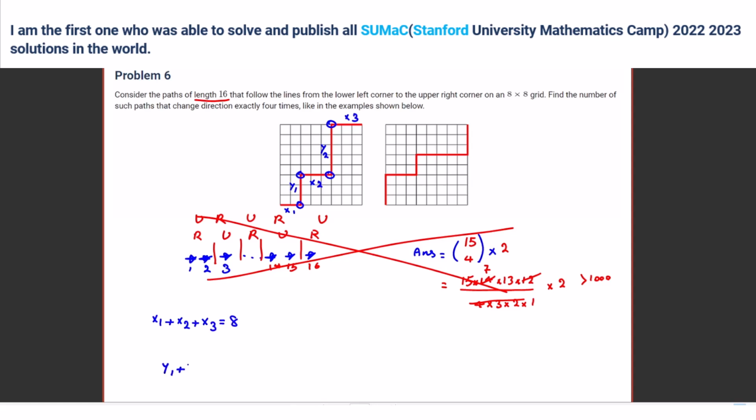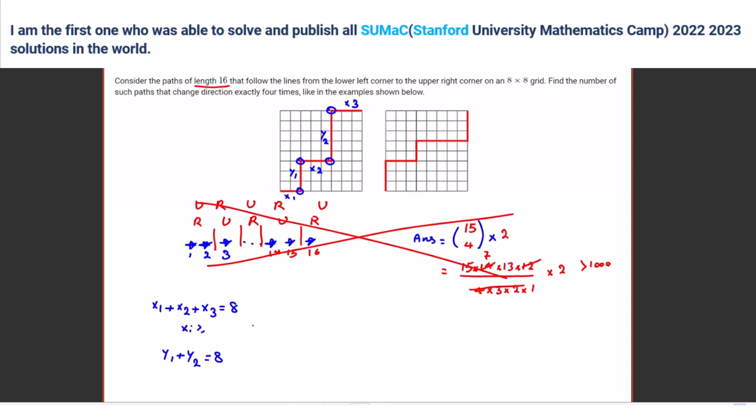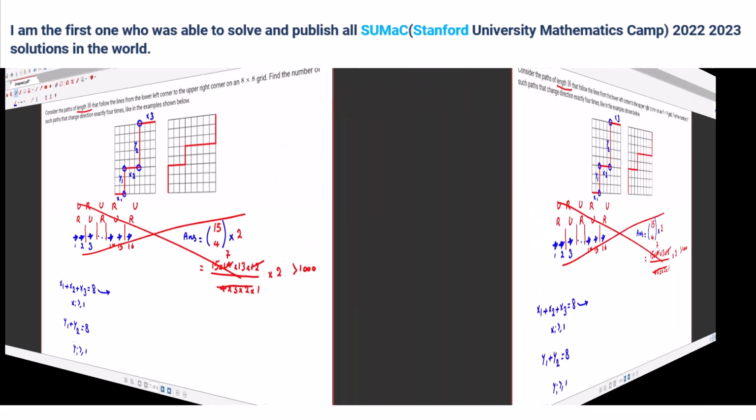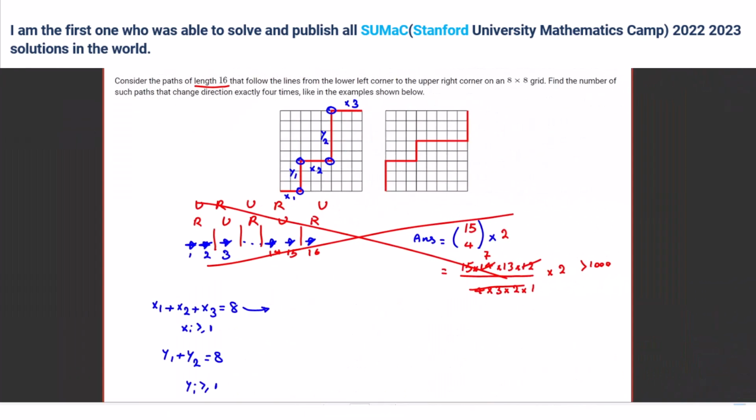Exactly. And can you tell me what xi's are at least? Xi would have to be greater than or equal to at least 1. Yes, and yi at least what? Also has to be greater than or equal to 1. So how many answers do we have for this one? 17 different ways to do that?